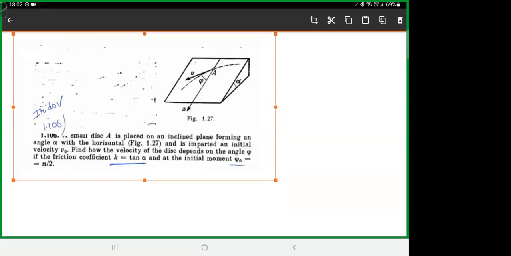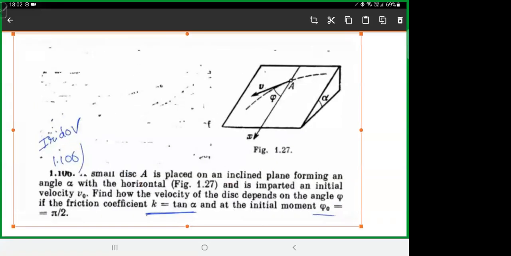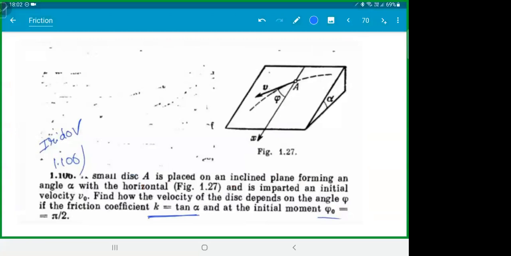Let's see this question from Erido. It's a good one. Some of you are asking this as a doubt. Read the question, I'll explain.